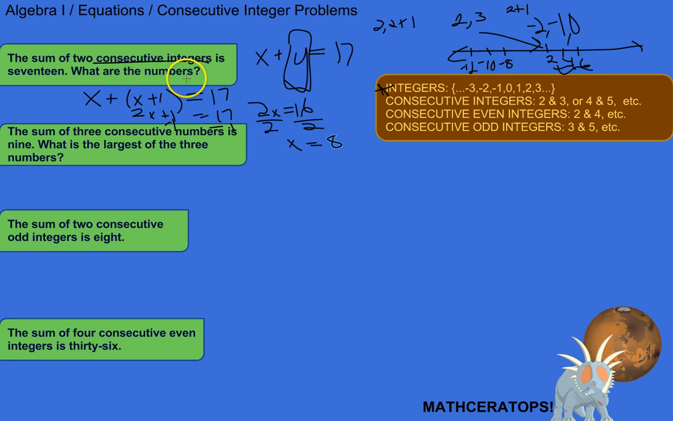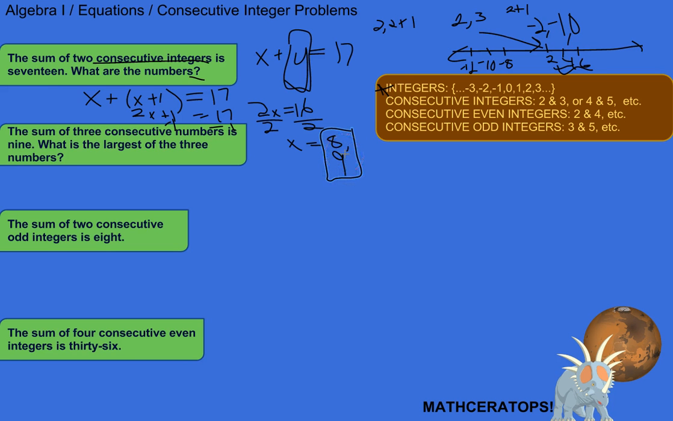The question is, what are the numbers? So if you say the answer is 8, that's not answering the question yet. So the numbers are 8 and then 8 plus 1, which is 9. All right. So, and is that true? 8 plus 9 is 17? Yeah. So the consecutive integers that add up to 17 are 8 and 9.